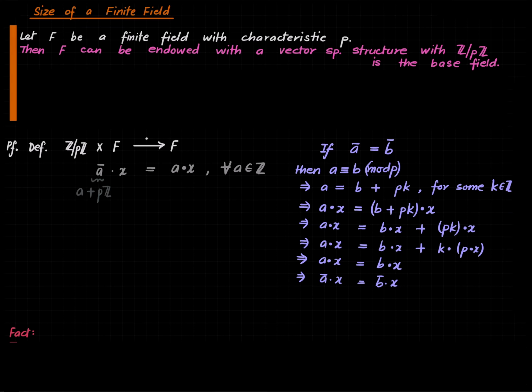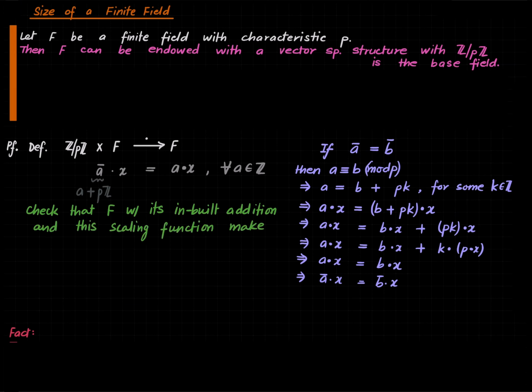Which one should I show you? And there are some 8 axioms that one has to check. So I'll just write: check that this actually gives you a vector space. Okay, wonderful. So this is a vector space over Z mod PZ.